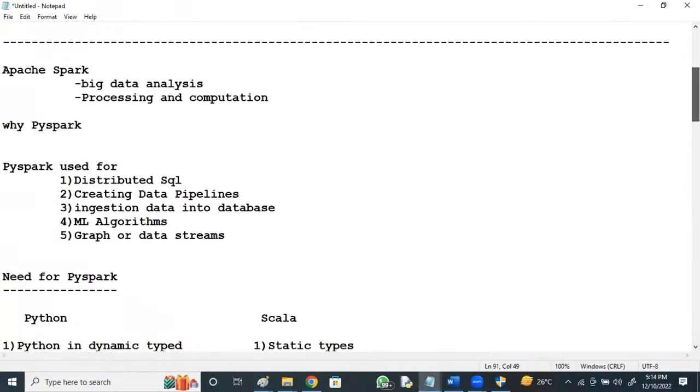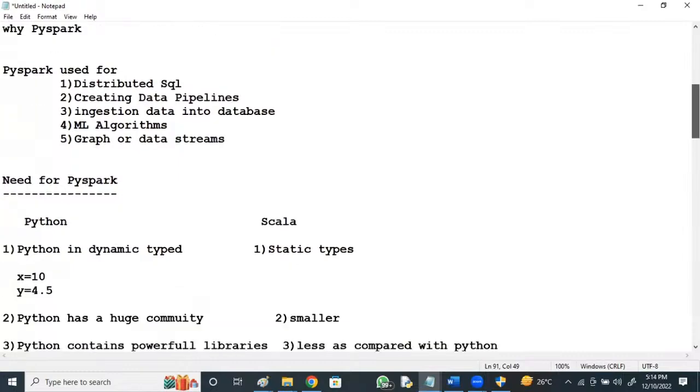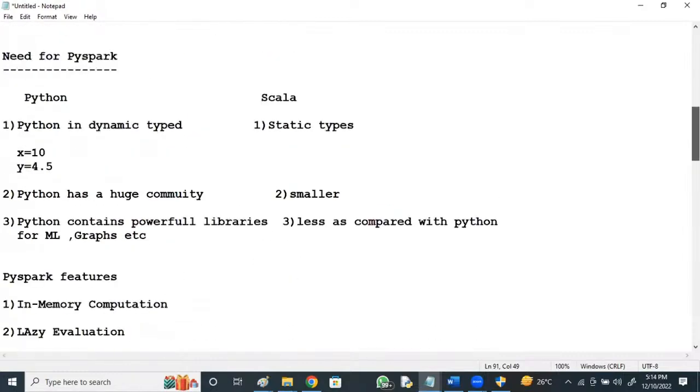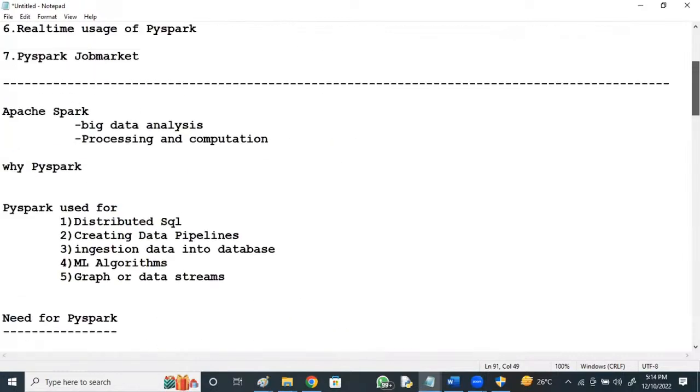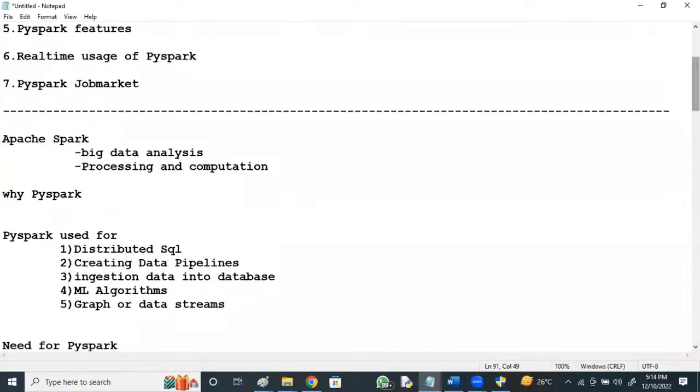Even if you see the PySpark job market, you can just Google and check PySpark jobs. There is a lot of demand for it, and the salary packages for PySpark are very huge compared with other technologies.